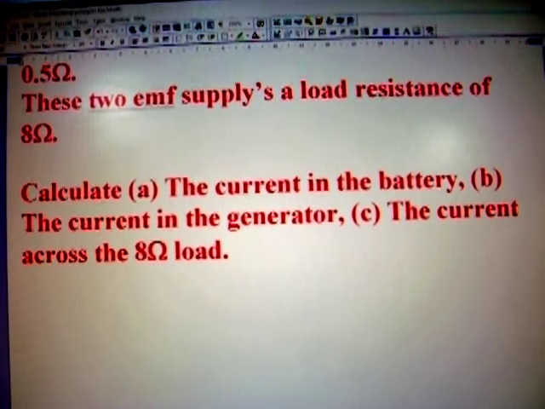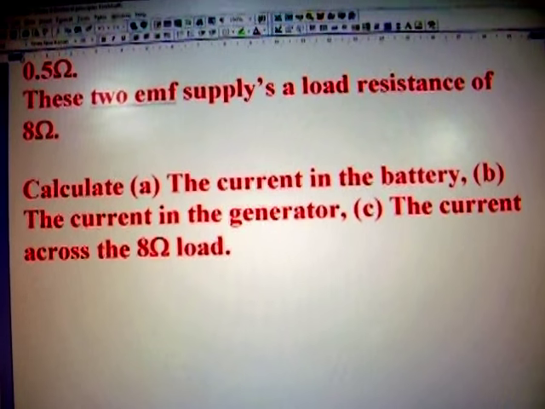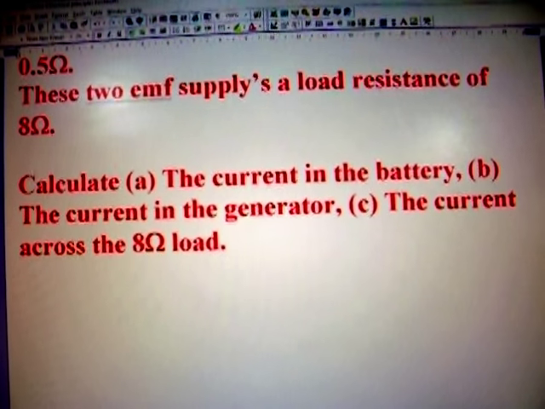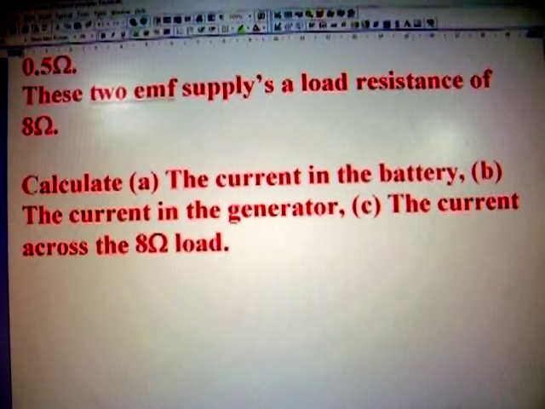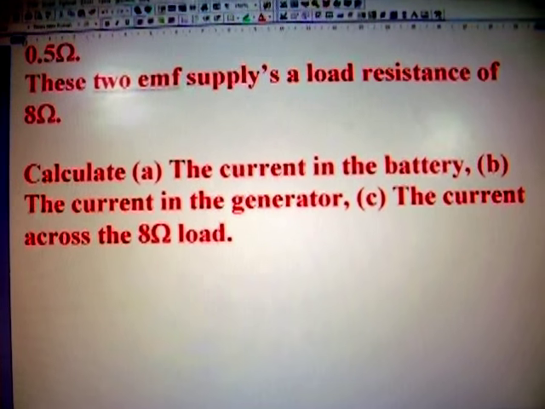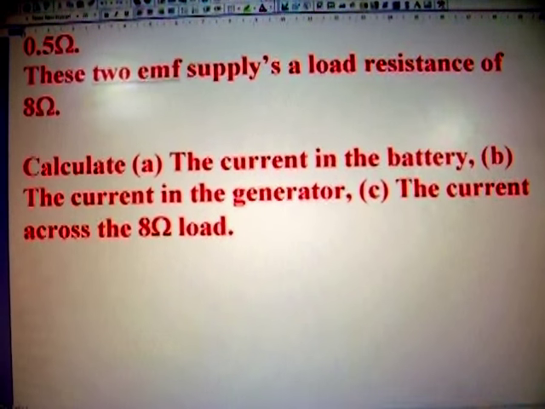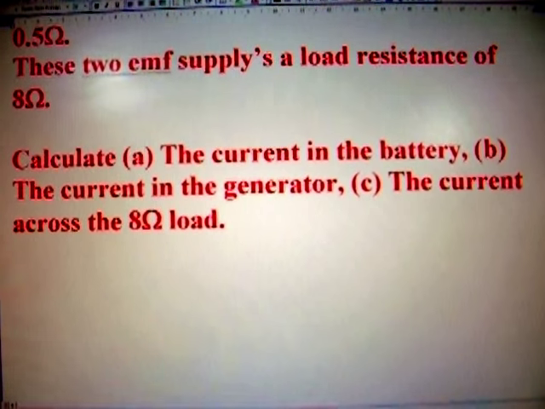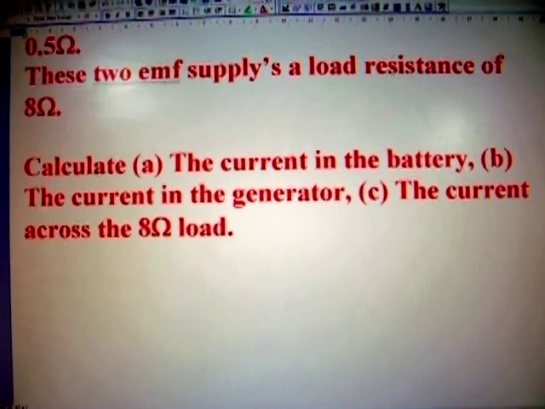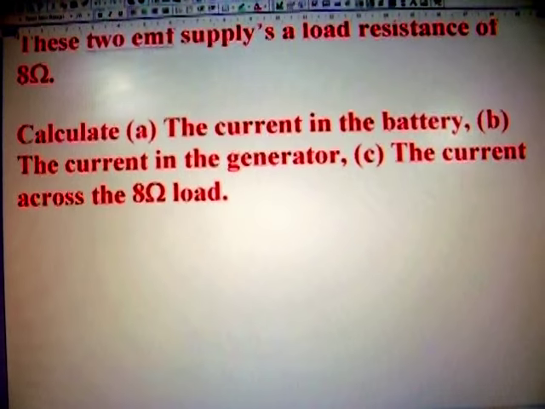Now here we're going to calculate the current in the battery, the current in the generator, and the current across the 8 ohm load. Now remember that the current across the 8 ohm load is the addition of I1 plus I2. So that is a simple solution to arrive at once you have calculated I1 and you have calculated I2.